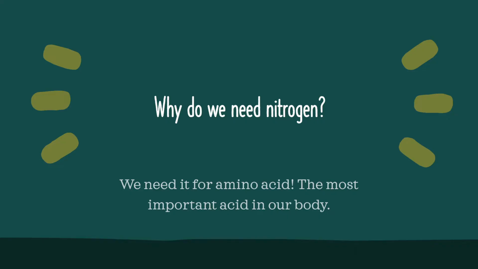Let me tell you what's the problem with nitrogen. First, let's see why we need nitrogen. Now, we need nitrogen for amino acids. Amino acid is the base of DNA, right? It's the base of life. Amino acid is the most important acid in our body, so we need it. We really need it. Now, nitrogen is a form of something responsible for creating amino acids, and that's where we get amino acids from.